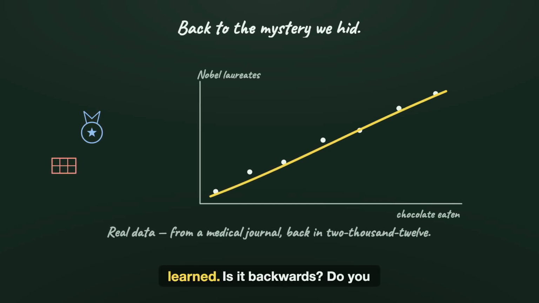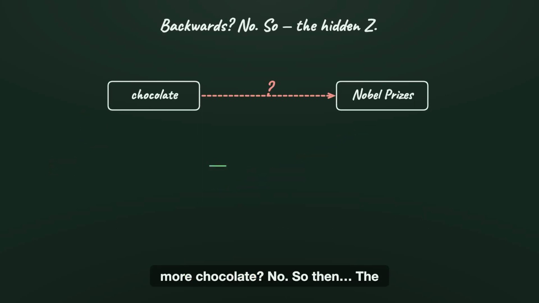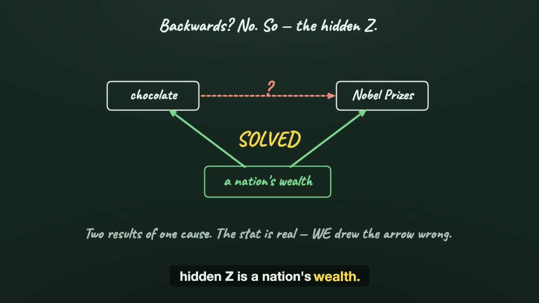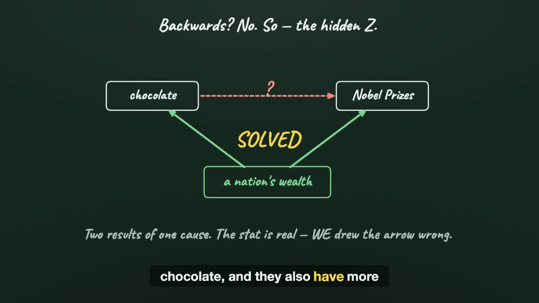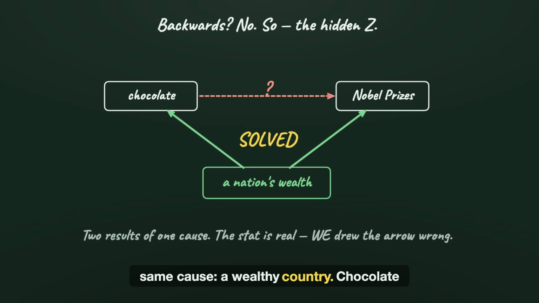Just apply what you learned. Is it backwards? Do you win a Nobel and then eat more chocolate? No. So then, the hidden Z is a nation's wealth. Rich countries consume more treats like chocolate, and they also have more money for universities and labs, so more Nobel Prizes. Chocolate and Nobels were both results of the same cause, a wealthy country.